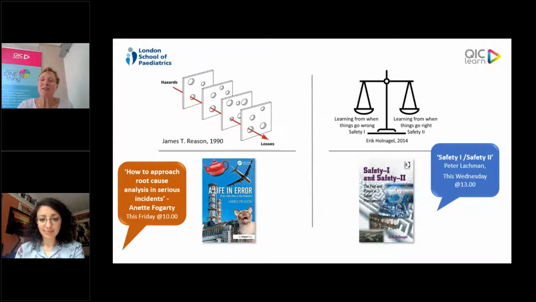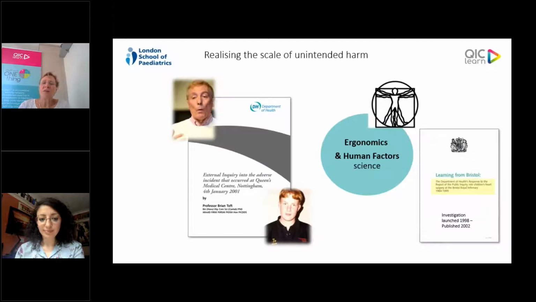Now, both of these guys, one's a psychologist, one's from an engineering background, they both have come to healthcare through different routes, and that is not their first profession. So they bring a fresh lens to looking at these sorts of challenges. And then ergonomics and human factor science. So this is the first time that it was really brought to bear in healthcare.